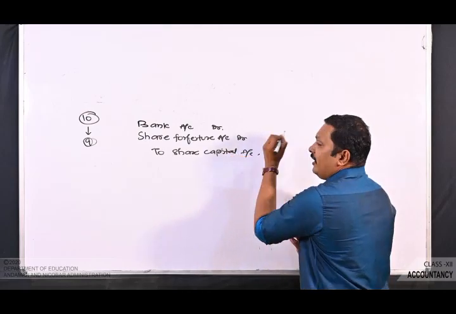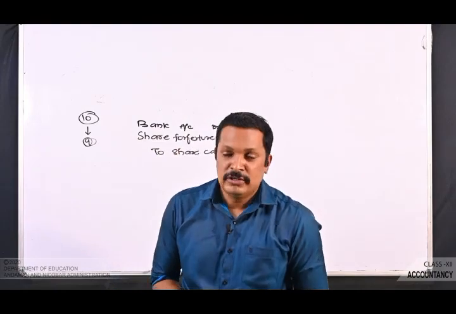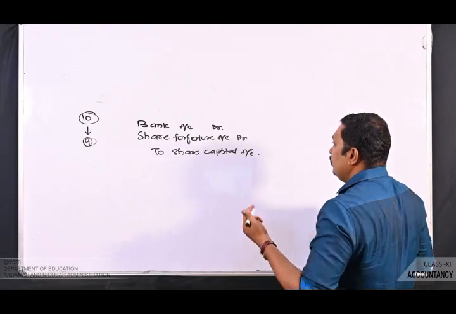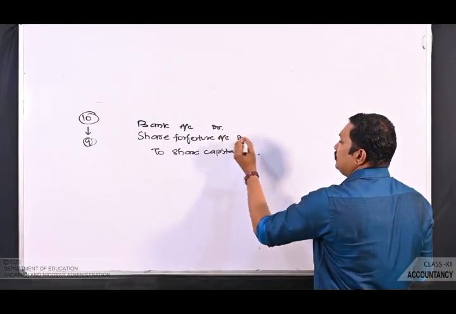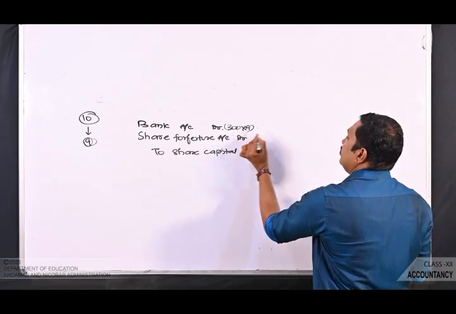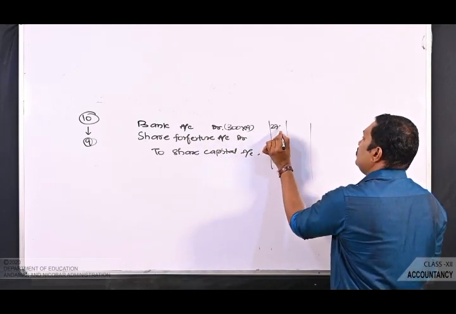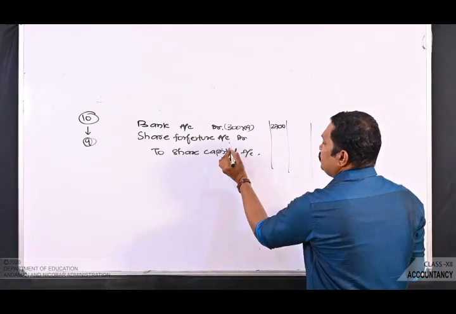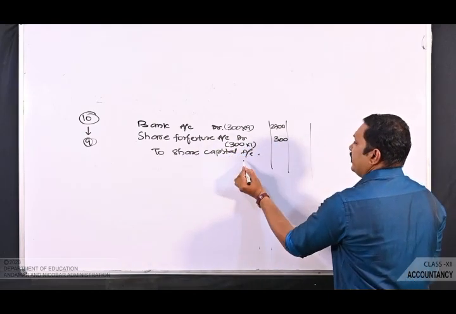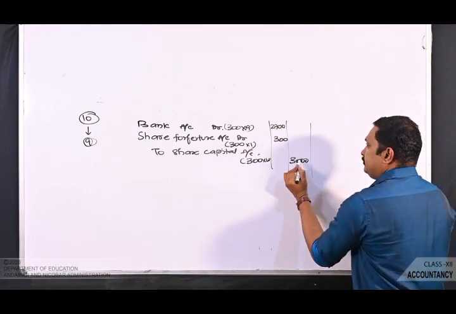Why do I debit the share forfeiture account? Because we got capital loss. So capital loss should be debited here, right? So bank account debit here 300 into 9, 2700. Forfeiture 300 into 1, 300. Share capital 300 into 10, 3000.